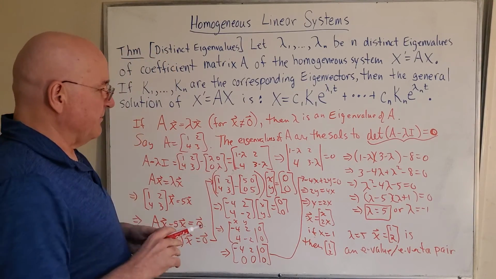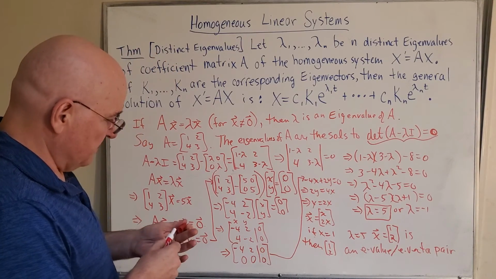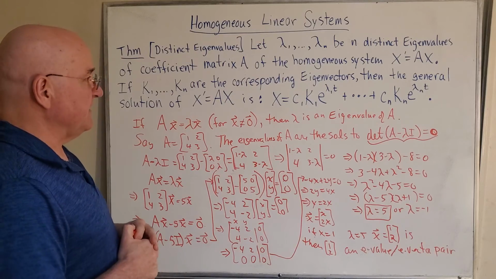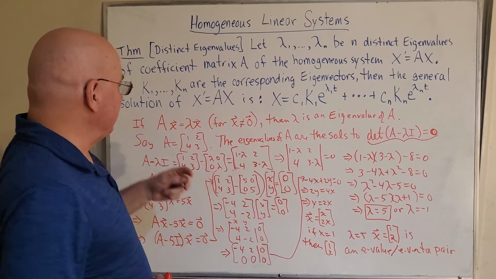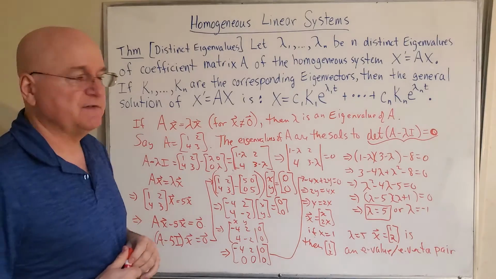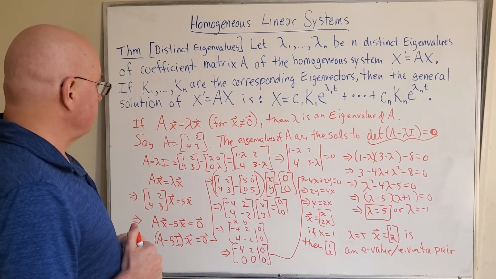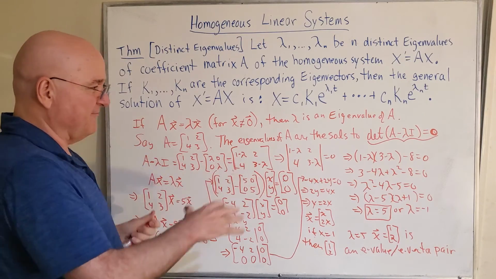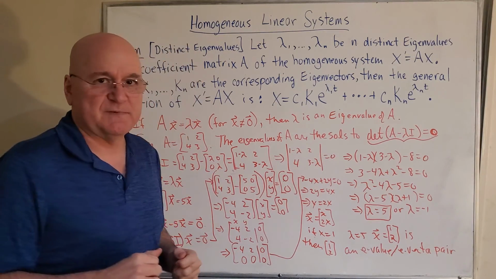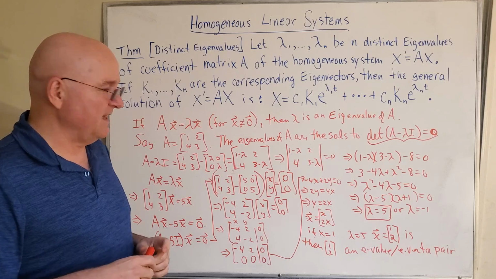Okay, hopefully some of that rings a bell about computing the eigenvalue, and we computed both eigenvalues of this 2 by 2 matrix, and then we computed the eigenvector associated with one of them. I don't have room to do the other one, but trust me, we'll be doing a lot of this in the upcoming videos.